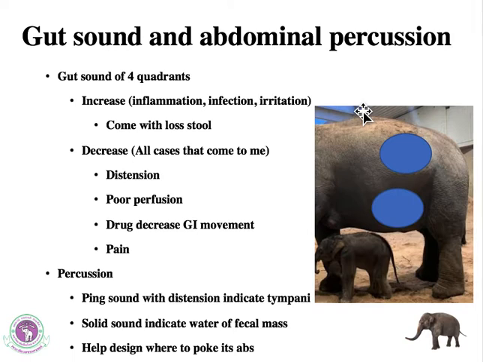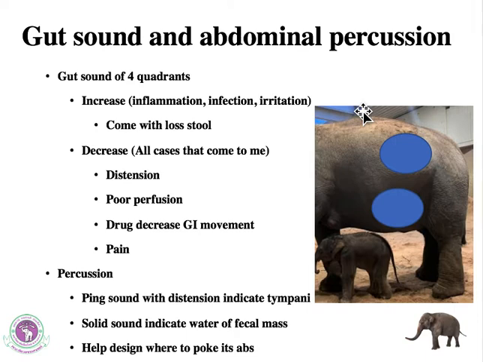If peristalsis or sound is increased, it's indicative of inflammation, infection, or irritation, and usually comes with the clinical sign of loose stool. If it decreases, which is usually the case in those that come to me, it's indicative of distension, poor perfusion, or drugs that decrease GI movement, for example a spasmolytic drug, or it could also be caused by pain. Remember, pain activates the sympathetic, and the sympathetic counteracts the parasympathetic.